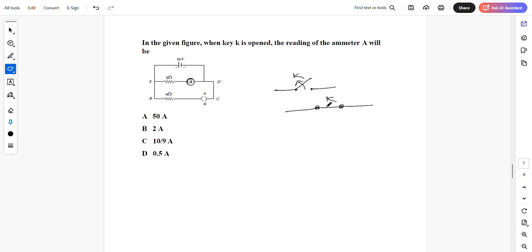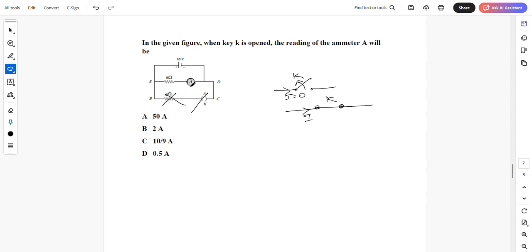Close means current flows. If the key is open, current will be 0 here, no current flows because the key is open.